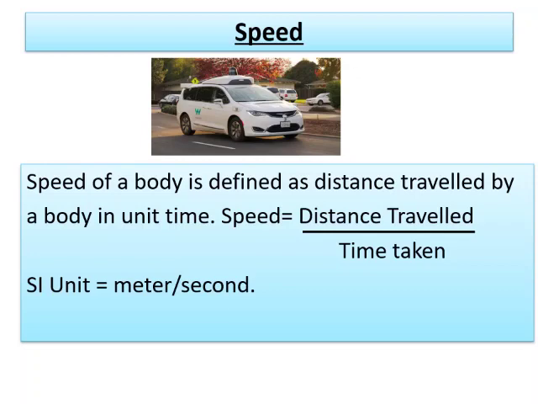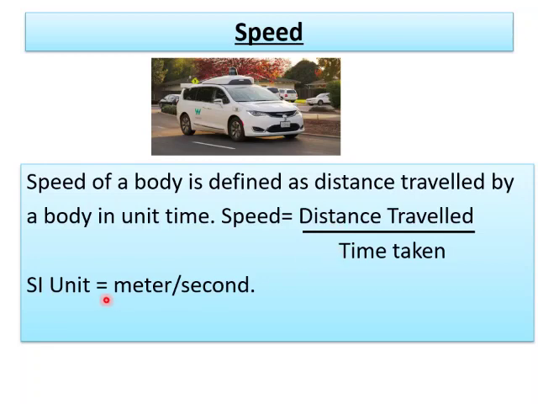The rate of motion of a body is usually measured by finding the distance traveled by the body in unit time. This quantity is referred to as speed. So, the definition of speed is the distance traveled by a body in unit time. That is, speed is equal to distance traveled by time taken. Here, speed can be denoted by v, the distance traveled by s, and the time taken by small t.